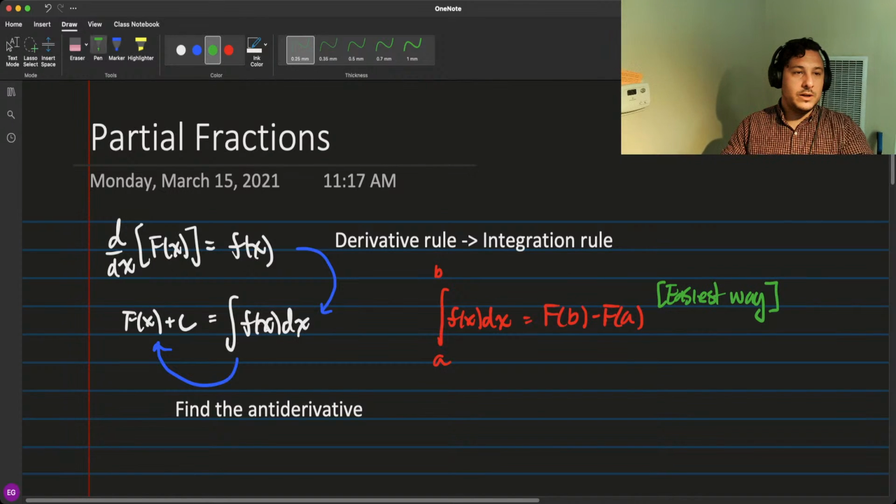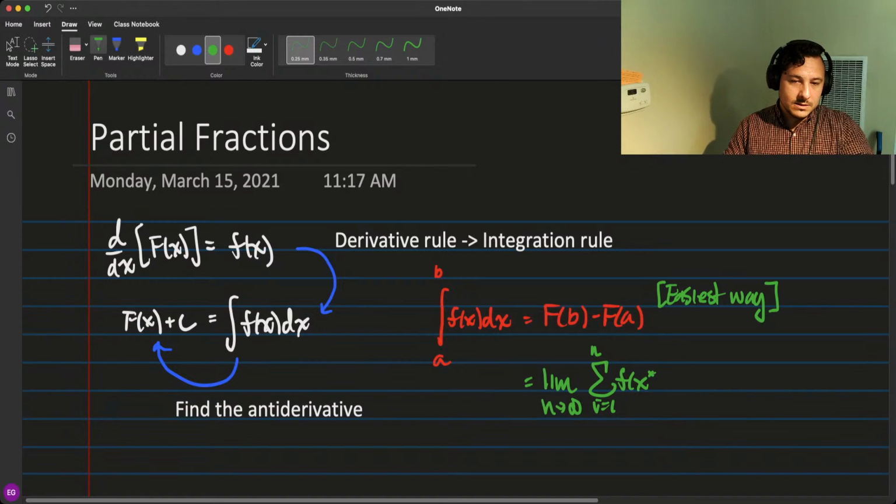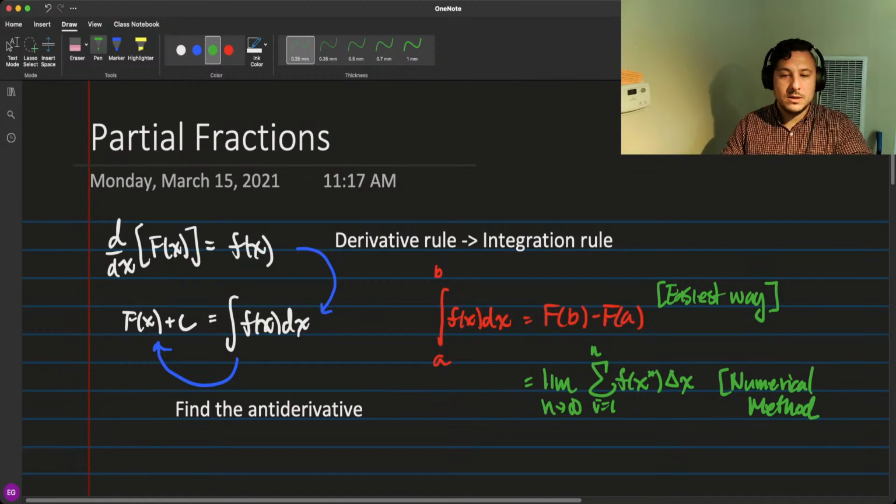This is the easiest way to do this. And then there's a horrible way that generally no one wants to have to deal with. You could take the limit of the Riemann sum. This would be called the numerical method. It's what computers do. It's called numeric integration.